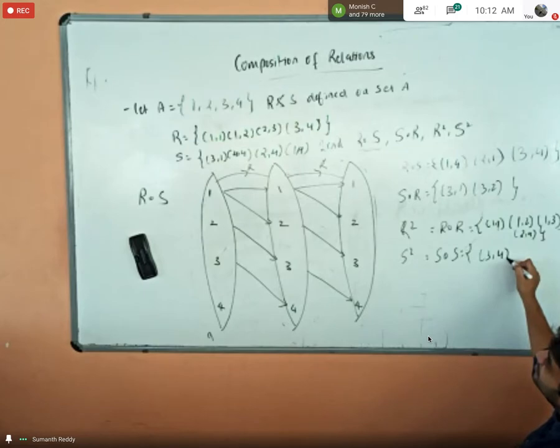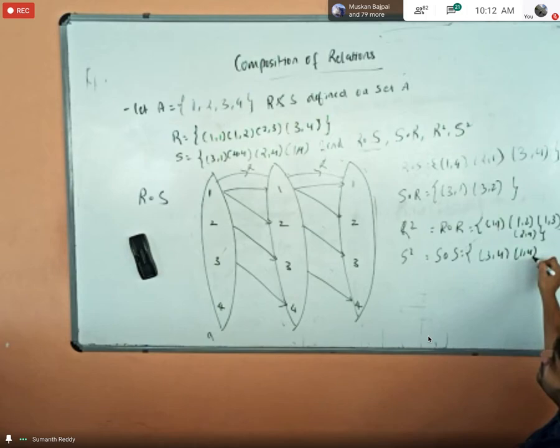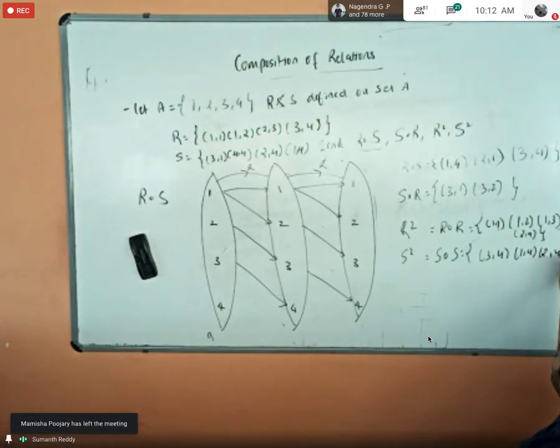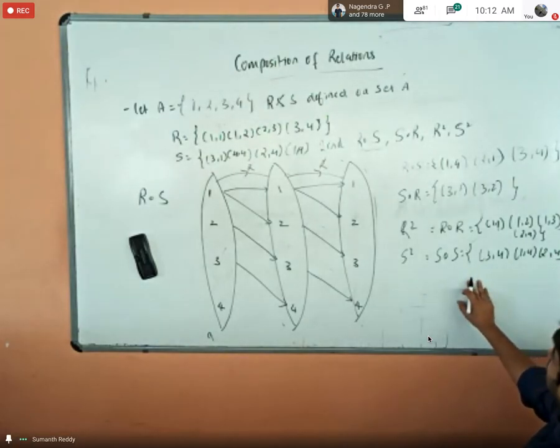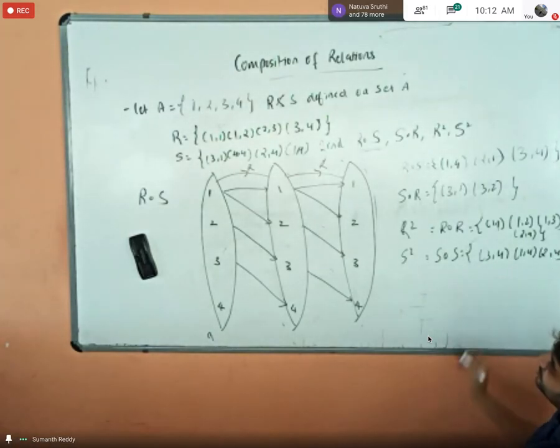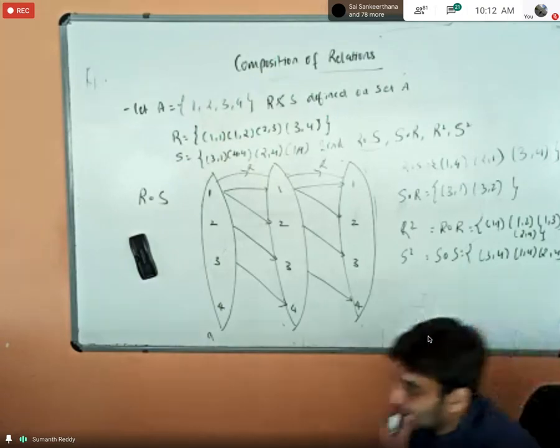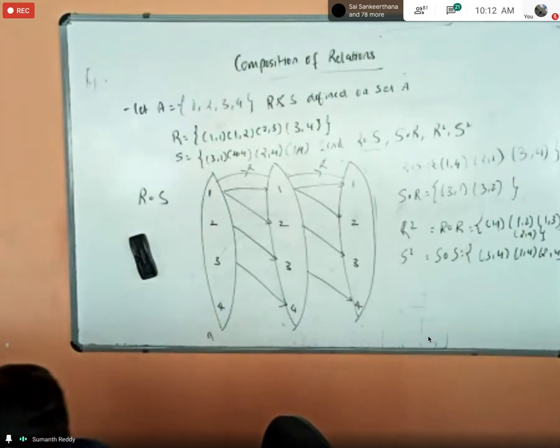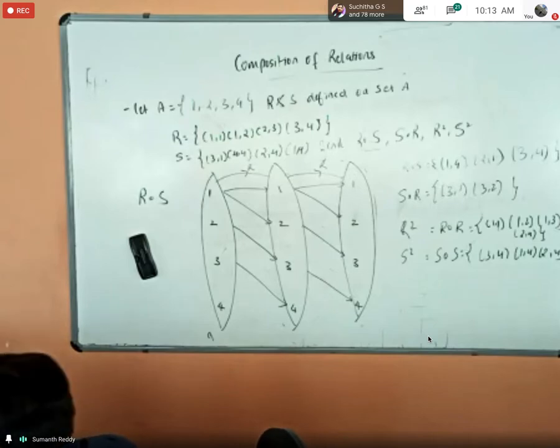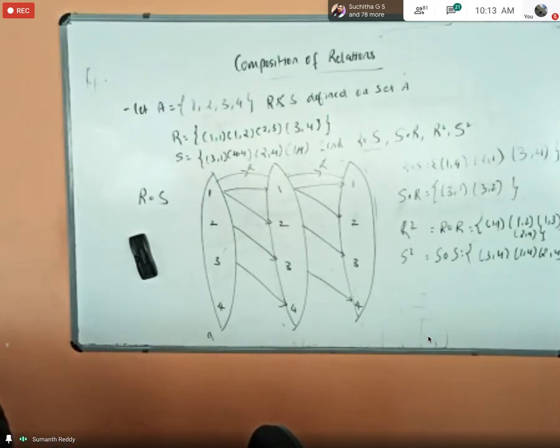Next, (1, 4) and (4, 4). So you'll be having (1, 4). 2 leads to 4 and yes, (2, 4) you will have. Okay, that's all right. So I think you'll be having only 3 ordered pairs for that: (3, 4), (1, 4), (2, 4).